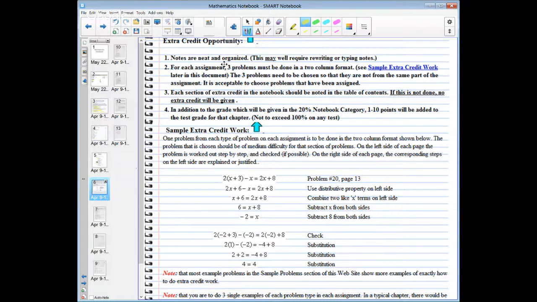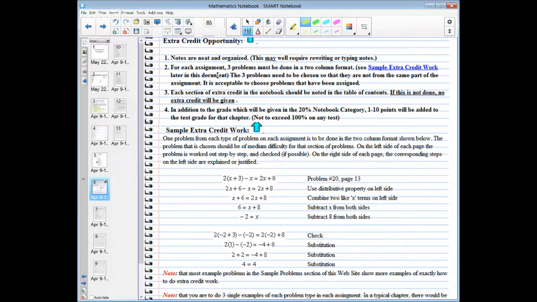Notes, neat and organized. Require rewriting or typing? They don't need to be typed. I mean, if I need to hire an interpreter, that could be a problem. Every once in a while, I will go to my wife and say, "Do you have any idea what that says?" But yeah, that mostly happens with younger folk. I don't think I'm going to have any trouble with that with you.